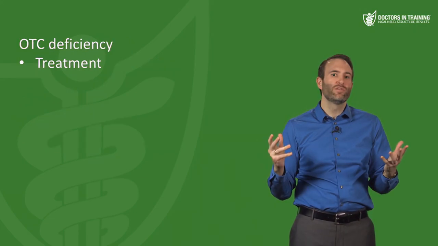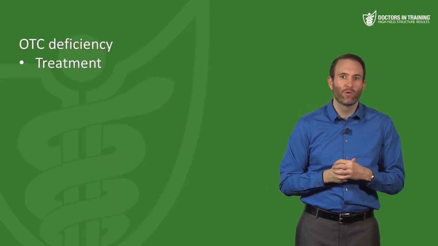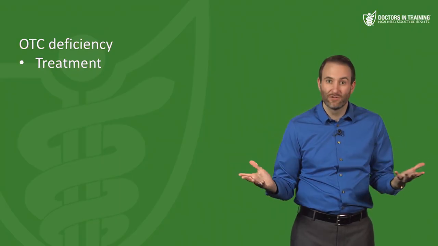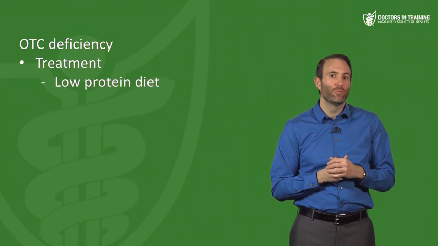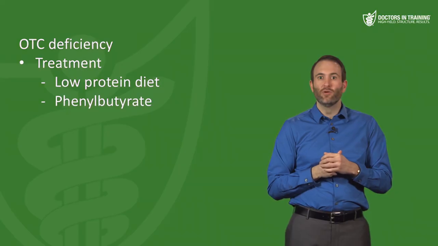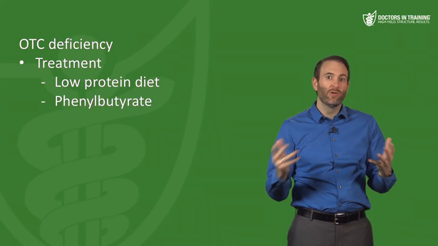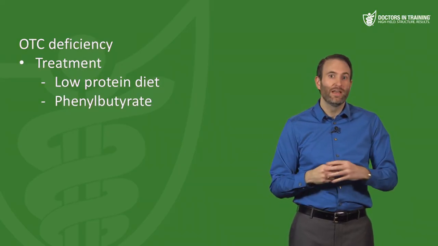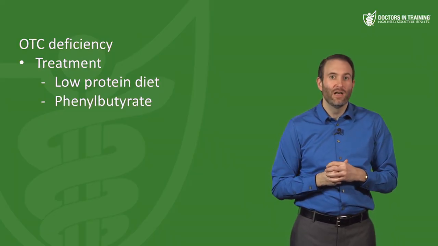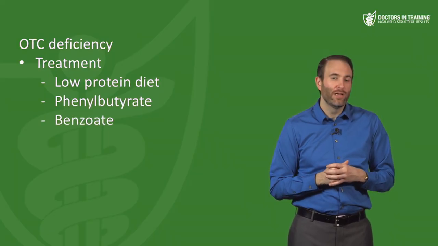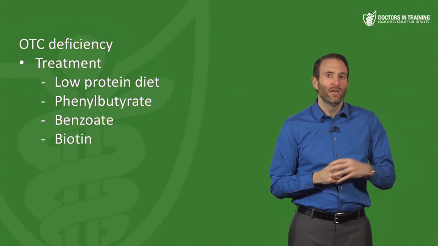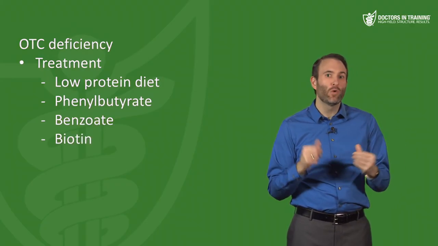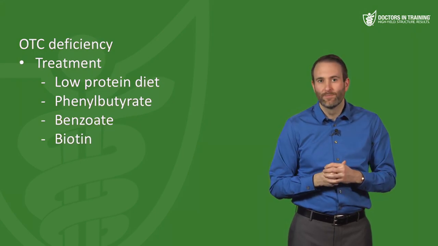So how do we treat this? Well, since this is a nitrogen processing problem, then we try not to increase the nitrogen load by eating a low protein diet. Now, if it's a urea cycle problem, you can use phenylbutyrate, which binds certain amino acids like glycine and glutamine and helps to excrete these amino acids. Benzoate is also on the list of drugs that can be used as well. Biotin can also be helpful because it actually stimulates ornithine transcarbamylase as well.